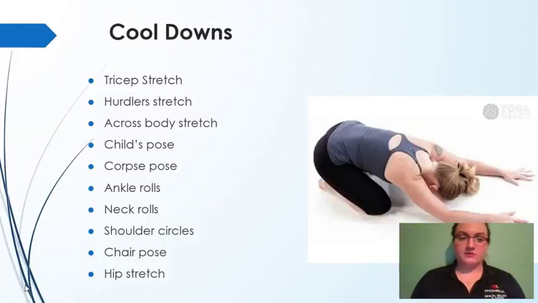So some of our cool downs for CBD are tricep stretch, hurdler stretch, a cross body stretch, child's pose, corpse pose, ankle rolls, neck rolls, shoulder circles, chair pose, and hip stretch. So you can put all these cool downs together. There's lots of cool downs, but basically it slows down your heart rate a little bit so it's not super high.